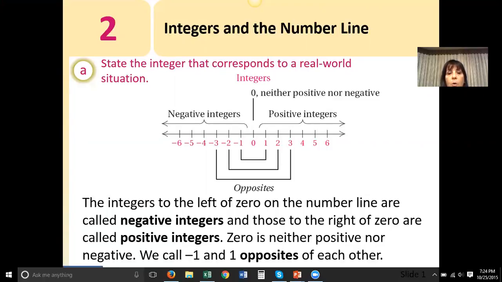It is just a horizontal line that is numbered from 0 to positive numbers going to the right and negative numbers going to the left. 0 is not positive or negative. Any numbers on opposite sides of 0, those are called opposites. So, for example, -1 and +1, we call opposites.